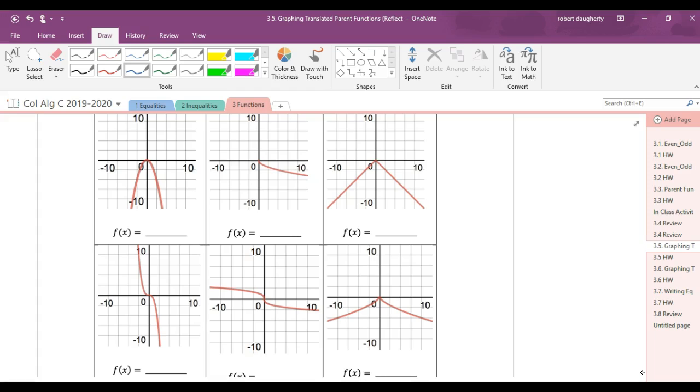Absolute value of x. This one was, what did we call this one? Egyptian. Okay, yeah, that's x cubed. What is this one? X to the 1/3. This one, x to the 2/3. X squared.